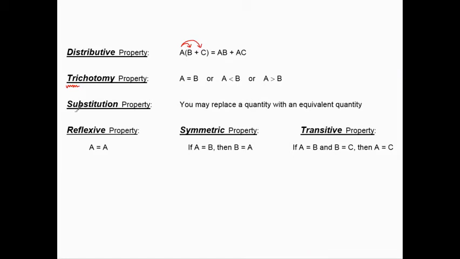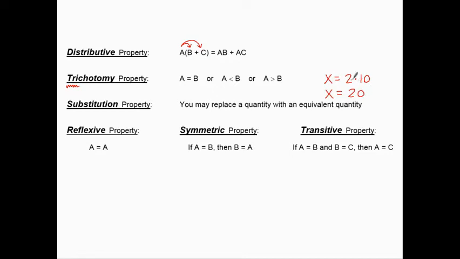The substitution property is a property that we use almost all the time as well. It says that we may replace a quantity with an equivalent quantity. For example, if we're solving this equation, let's say we have x equals 2 times 10. Well, of course, 2 times 10 is 20, so I can replace 2 times 10 with an equivalent expression, which is 20. And that's the substitution property.